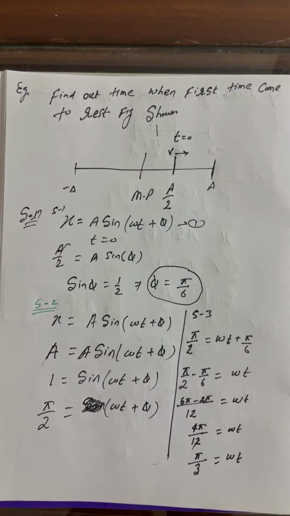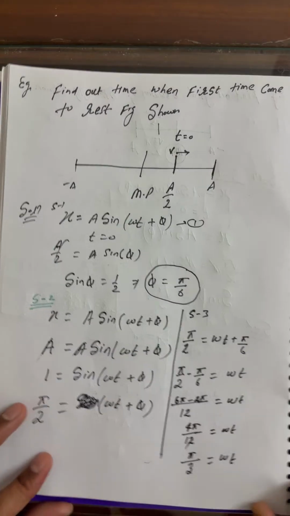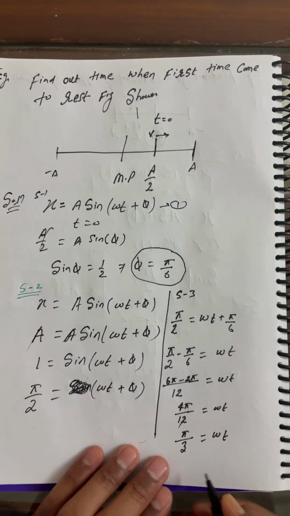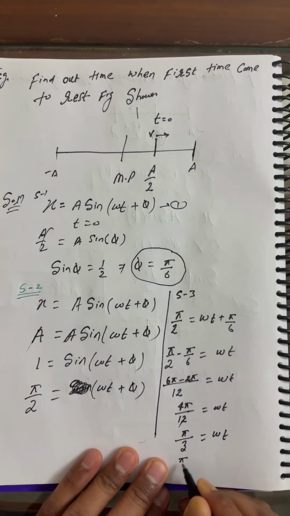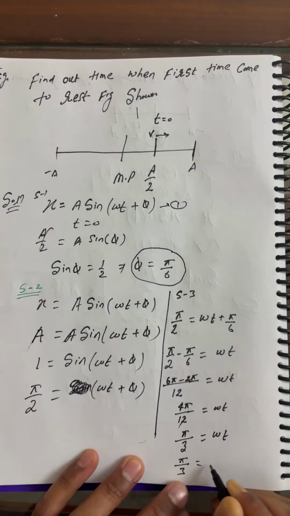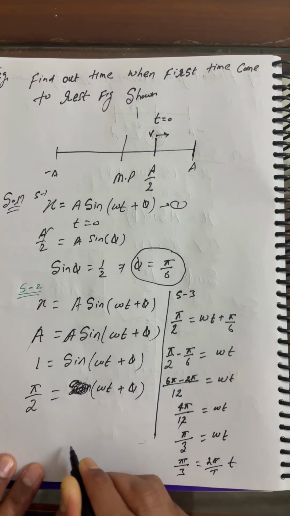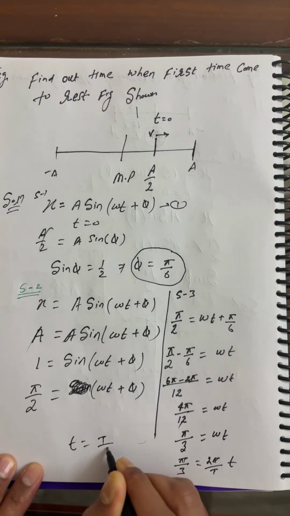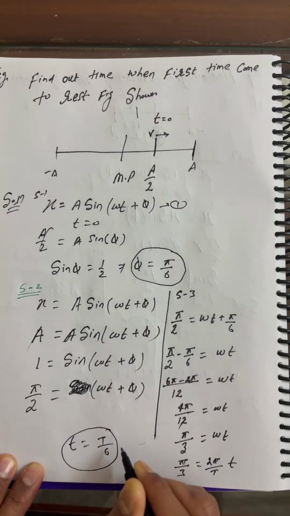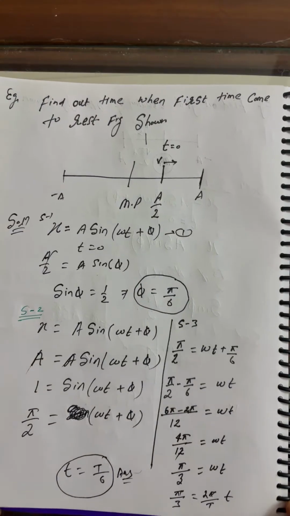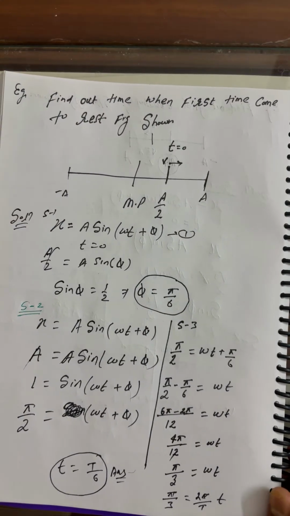Right? So further, I'll continue here only. So pi by 3, and omega I can write here as 2 pi by T. These all are basic ones. Pi cancels here. So finally you can say t is equal to T by 6. So this is the answer of this question. I hope all of you are enjoying the session at Physics One.